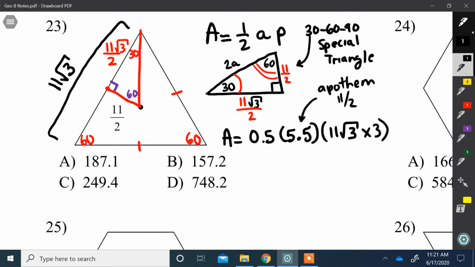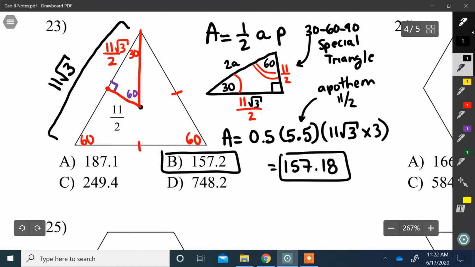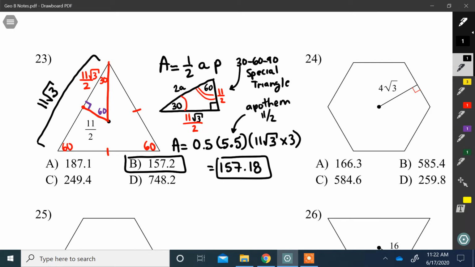I've got to do the square root of 3. I get 157.18, which is B. Okay, so you're probably like, oh my god, that was pretty challenging, because you have to use the fact that you have a special right triangle.